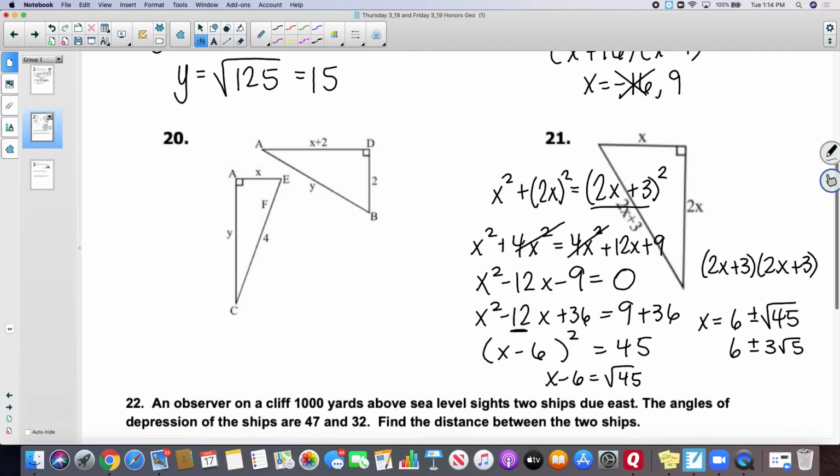Now you need to put that in your calculator, because if you do 6 plus 3 square root of 5 and 6 minus 3 square root of 5, you need to see which one works. In this case, the only one that works is plus. So that's your answer.